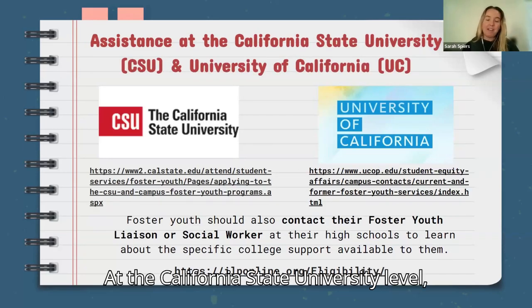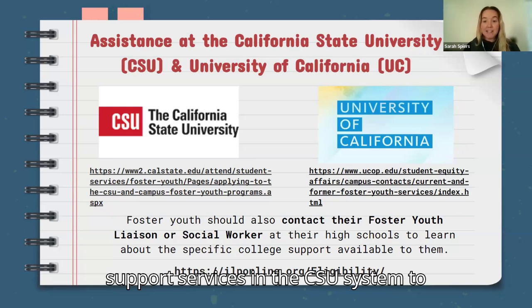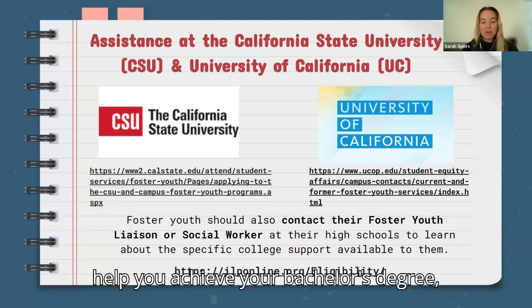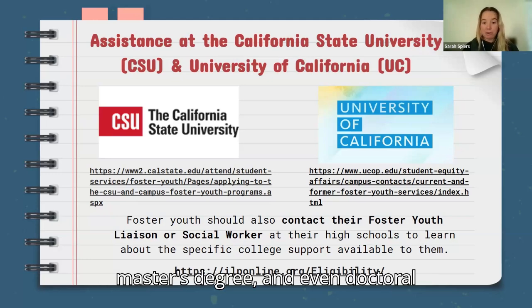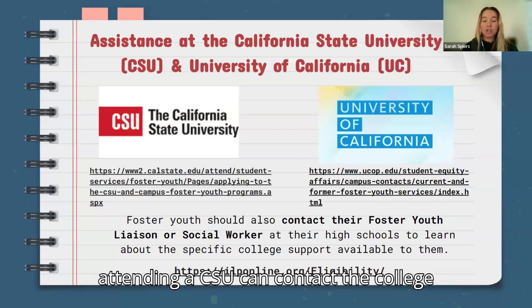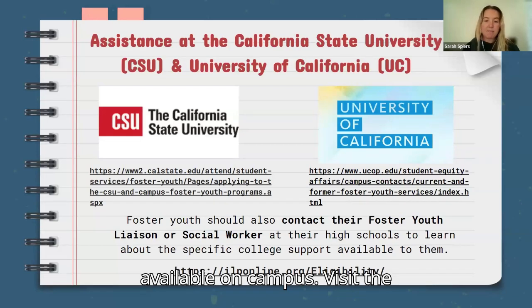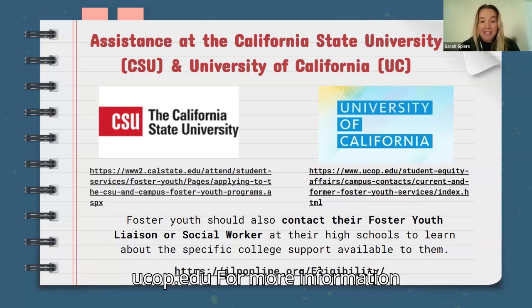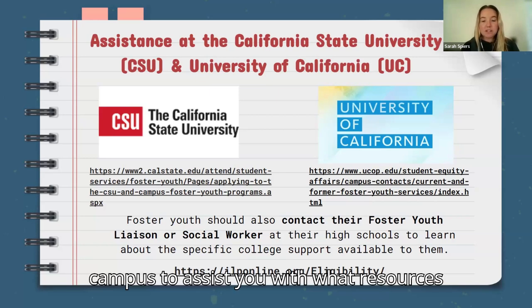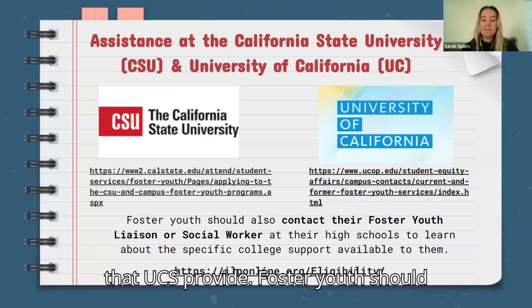At the California State University level, CSU services for foster youth are available as well. You can receive support services in the CSU system to help you achieve your bachelor's degree, master's degree, and even doctoral programs. Any student interested in attending a CSU can contact the college to learn what specific supports are available on campus. Visit the calstate.edu website below. At the University of California level, you can visit ucop.edu for more information on who to contact at the desired UC campus to assist you with what resources the UCs provide.